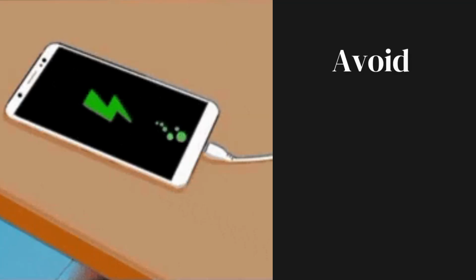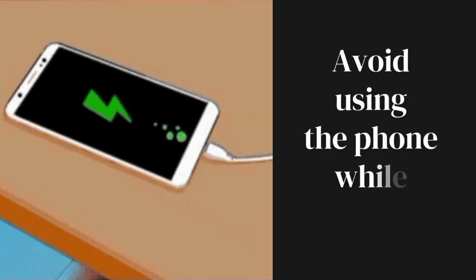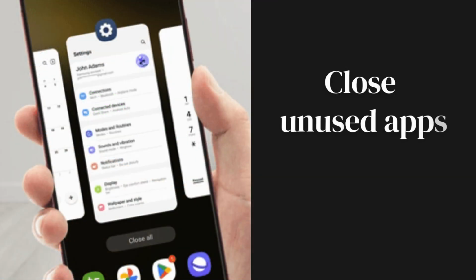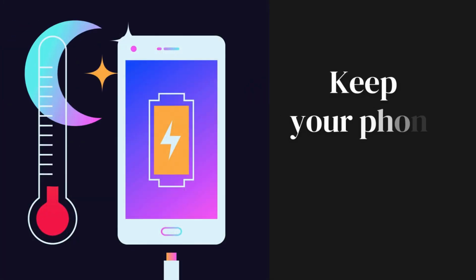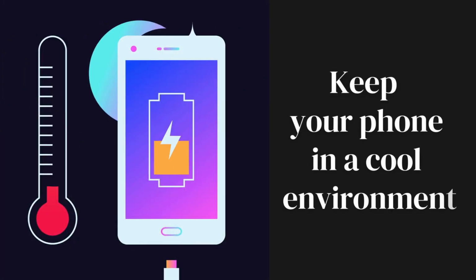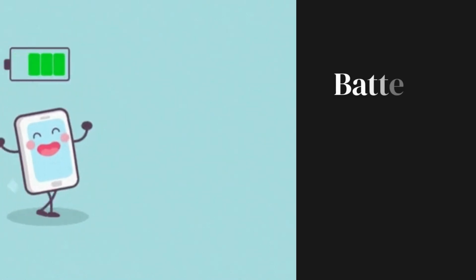First solution is avoid using the phone while charging. Then second solution is close unused apps during heavy usage. And the last solution is keep your phone in a cool environment. Number 5. Battery draining apps.